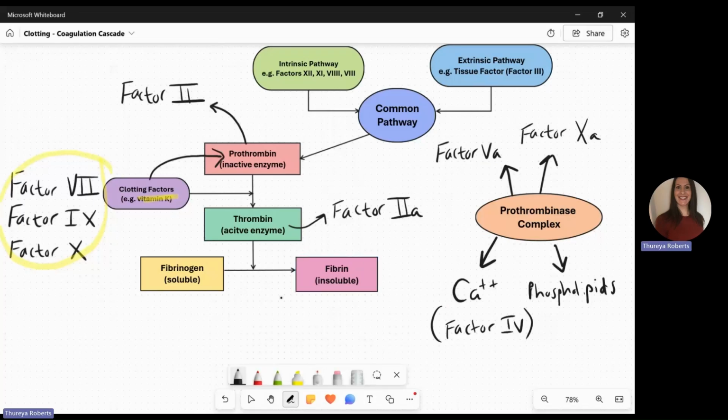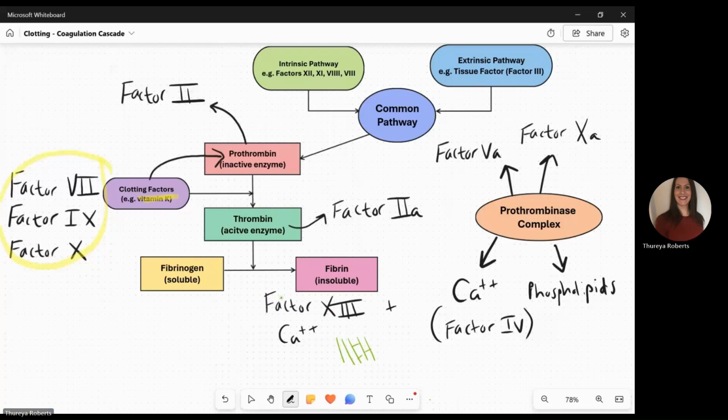In the final step, the fibrin mesh is reinforced to make the clot stronger. This happens when we have factor 13 plus some calcium ions, which helps form cross-links within the fibrin strands. The cross-links help stabilize the clot so it can withstand the pressure of blood flow and protect the injured vessel while it heals. So let's quickly recap the key steps in the clotting cascade.